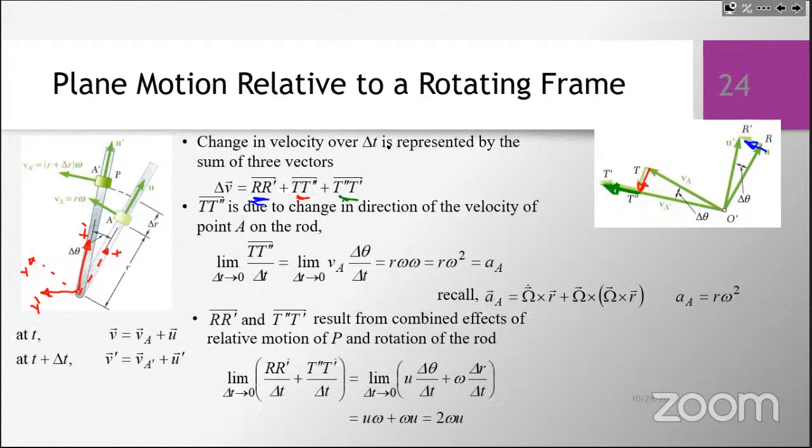R prime and T double prime T prime result from the combined effects of the relative motion of P and the rotation of the rod, right? And look, we'll end up with 2 omega times u, which is my Coriolis portion. Okay, so this is just a proof of the equations that we use, right? Using a slightly different method where we're just tracking the change between 2 points.